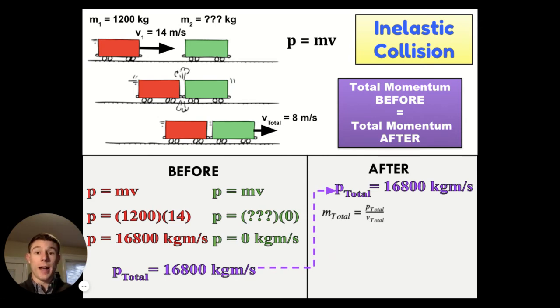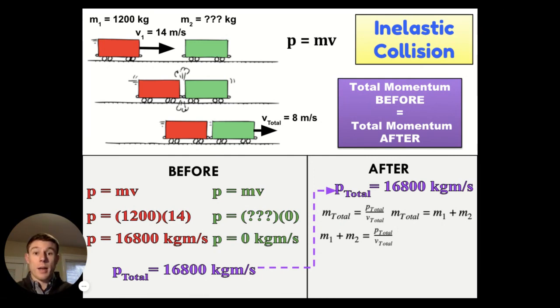So the total mass between the two combined is equal to the momentum of them combined divided by the velocity of them when they move together as one unit. However, we're not solving necessarily for the total mass. We're actually solving for one of the masses in particular. We're solving for that green mass, or the mass notated as 2. So we know that the total mass is mass 1, or red, plus mass 2, or the green one. And we can substitute that into the equation. So we have the two masses combined is equal to the total momentum divided by the total velocity.